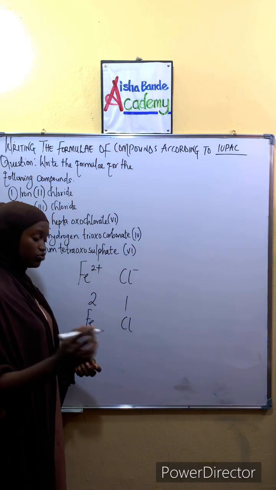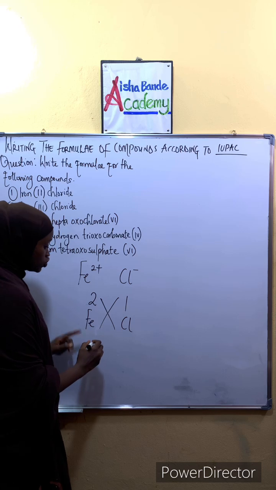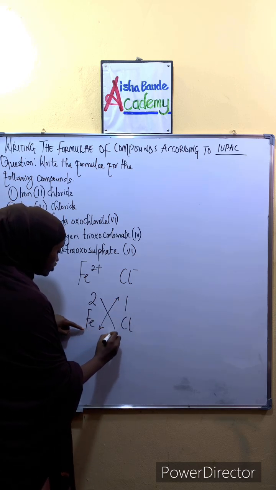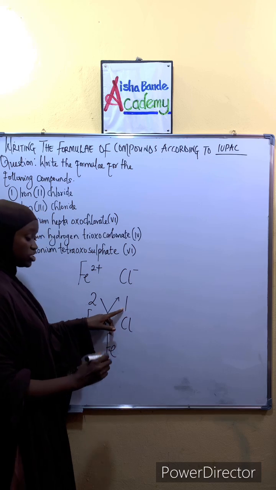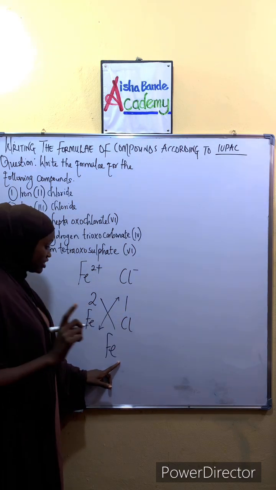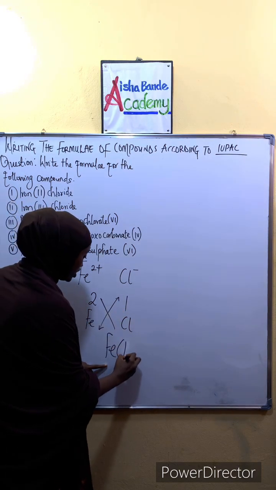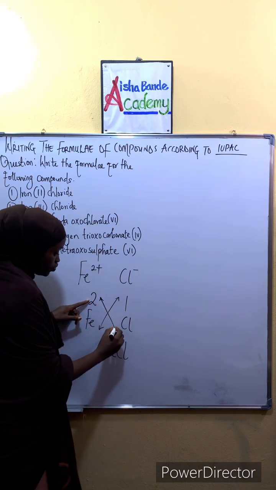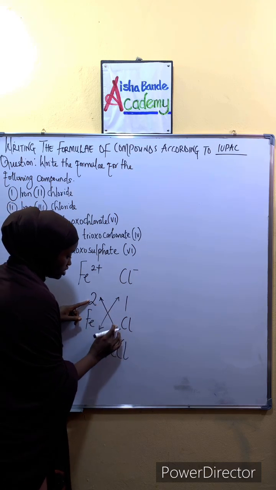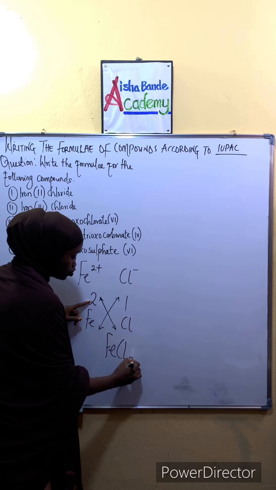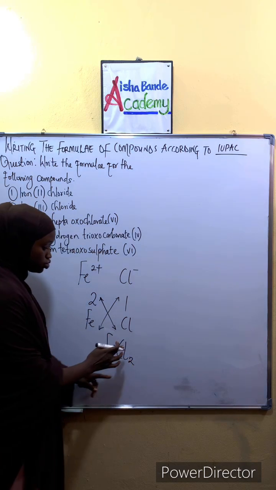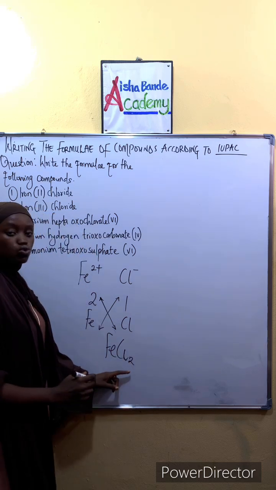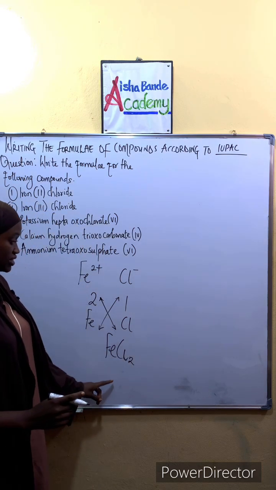So the next step now is for us to cross multiply. We'll cross multiply this way. This ion here has a value of 1. So here we have Fe. Since it's 1, we don't write down the 1. And the next, which is Cl, has a charge here. When we cross multiply this way, here is going to be 2. So FeCl2 is known as iron 2 chloride. Just as simple as that.